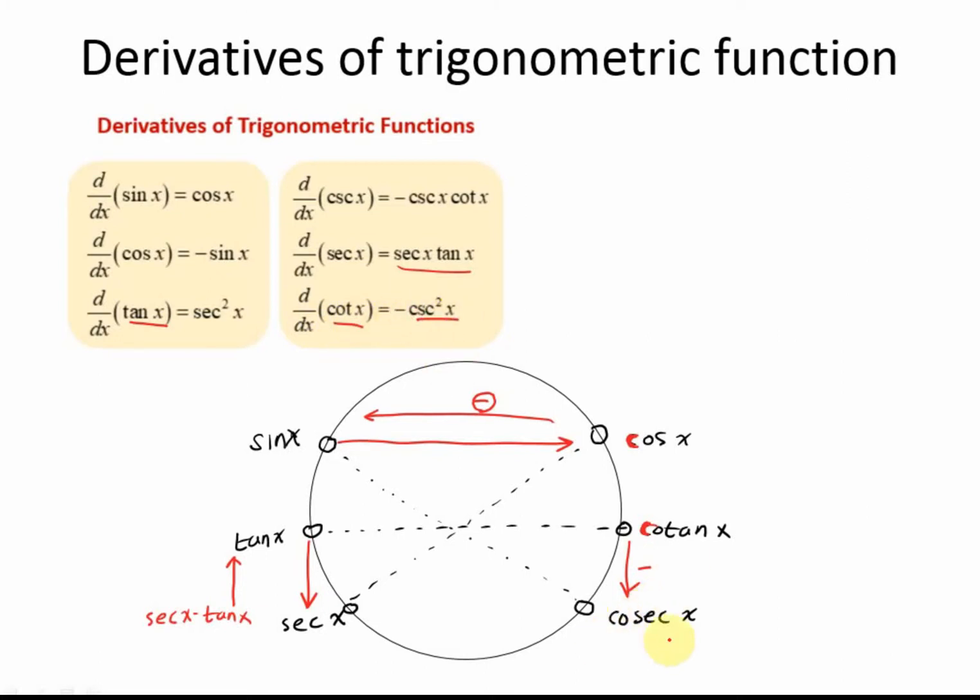And if you take the derivative of cosecant, it's going up, so it becomes its own function times cotangent x. So that's why you have to use this one. But this one has a "c", that's why you have to take a negative as well. This is the way I memorize these derivatives of trigonometric functions.